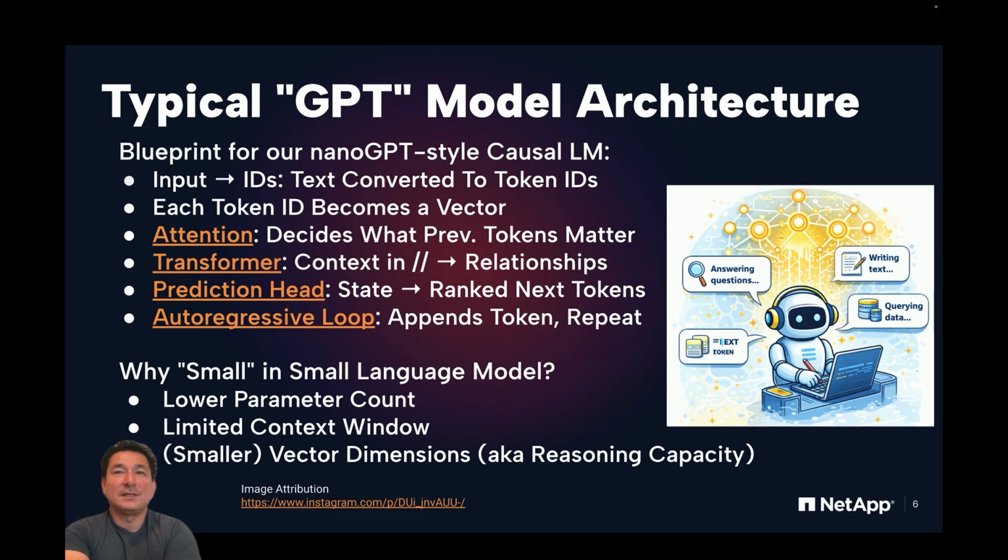What is a nanoGPT-style causal language model, and what does the architecture look like? Here's a blueprint for the terms and processes you need to know to understand what GPT-based models do. First, text is converted into token IDs. We call this the vocabulary. Depending on the saved model format, you'll often see a vocabulary file accompanying your model. Each token ID becomes a vector. In order to transition from one token to the next, we need to vectorize it. Depending on the model, you have tens of thousands of different paths to transition to the next node.